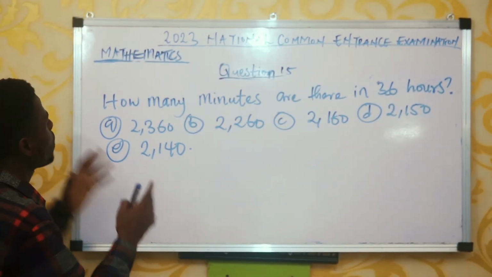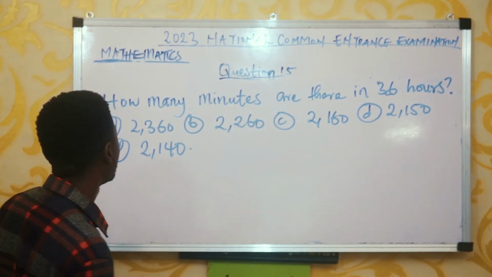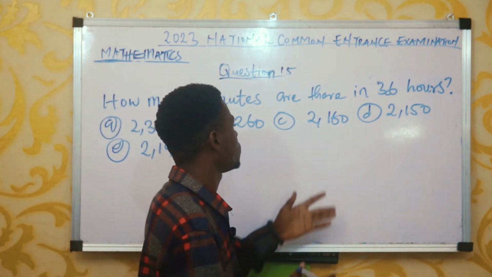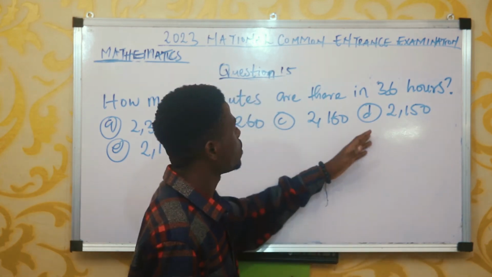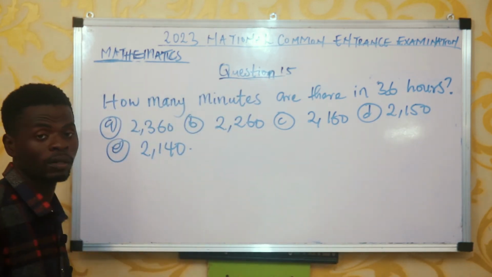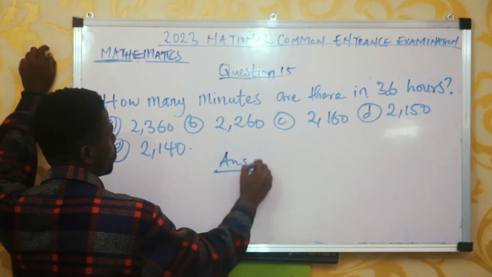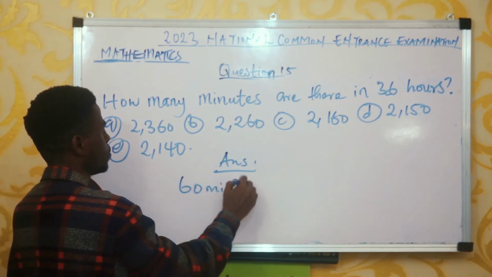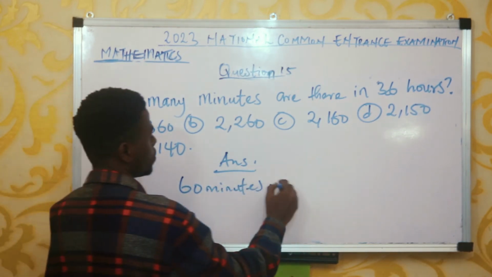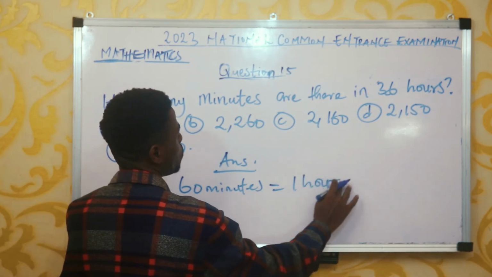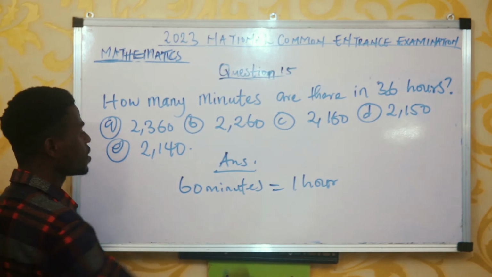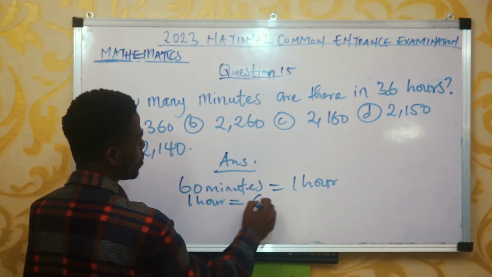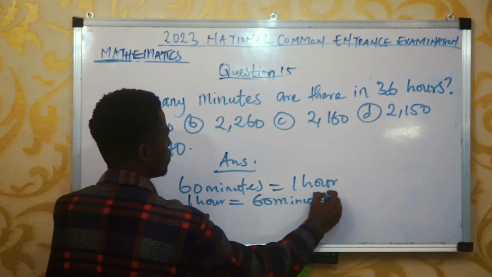Question 15 says how many minutes are there in 36 hours? Option A says 2,360. Option B says 2,260. Option C says 2,160. Option D says 2,150. Then option E says 2,140. Now let's go. Don't forget that 60 minutes is 1 hour. So 1 hour is equivalent to 60 minutes. Take note of that.